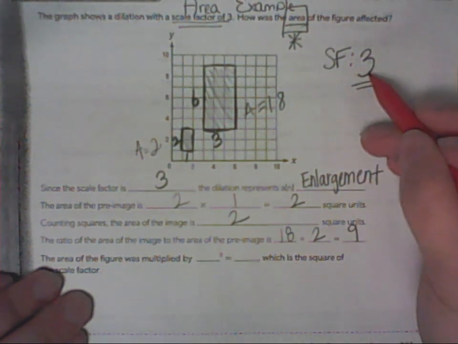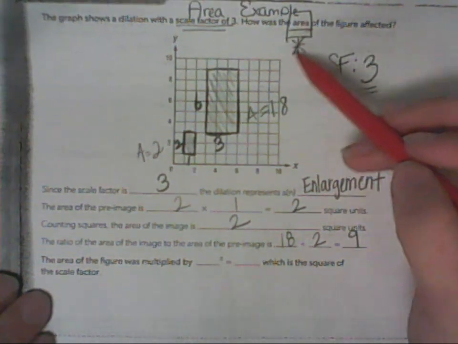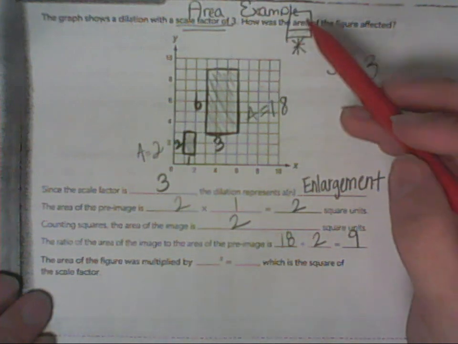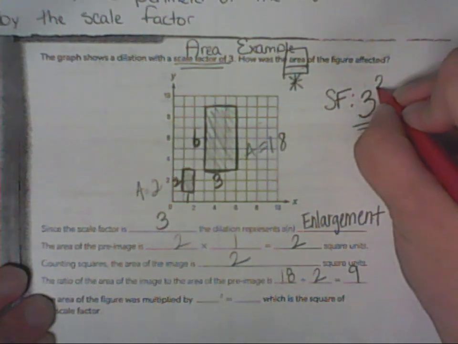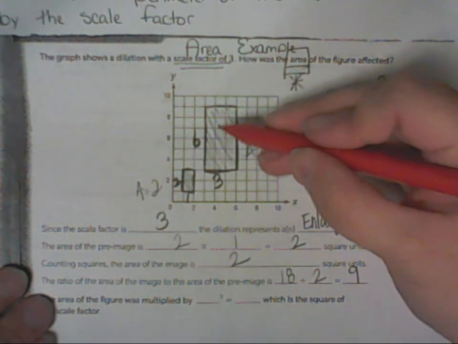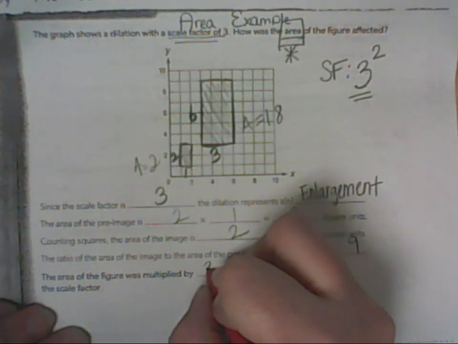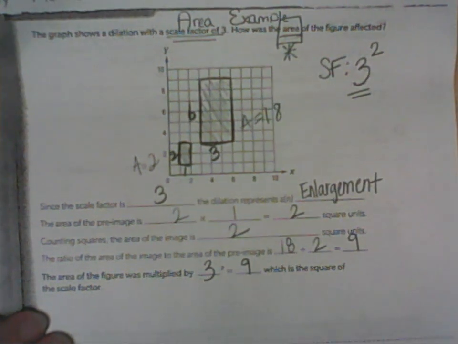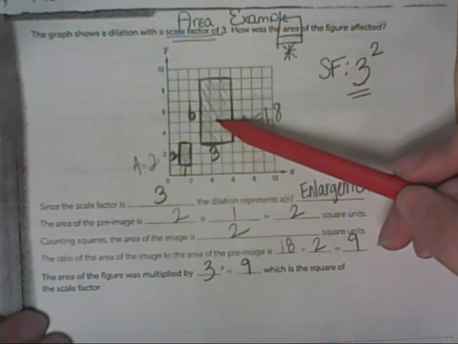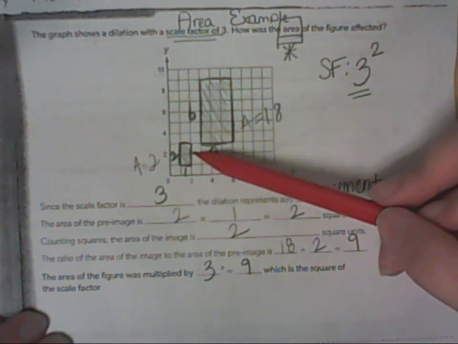Don't panic that your scale factor was 3, because since it was talking about area, and area is measured in square inches or square centimeters, we have to actually take our scale factor and square it, because this is a 2-dimensional shape we're talking about. So at the bottom, the area of the figure was multiplied by the scale factor 3 squared, which will give us 9. So in our statement, we could say that the larger rectangle is 9 times larger than the smaller rectangle.